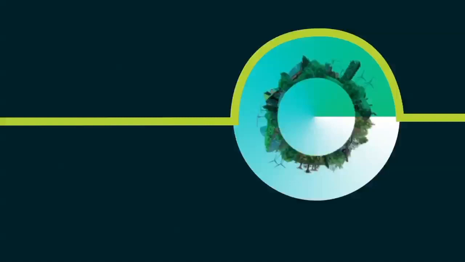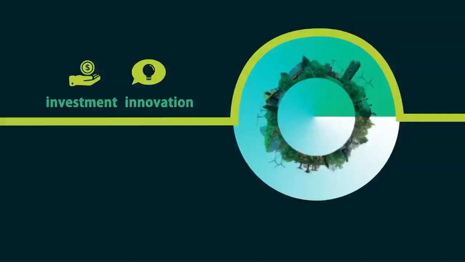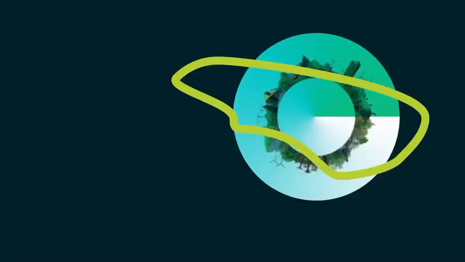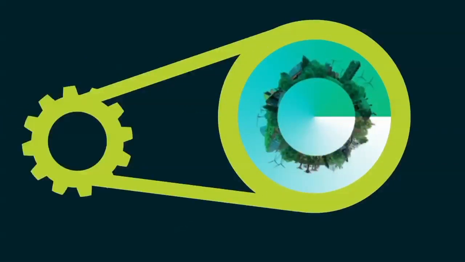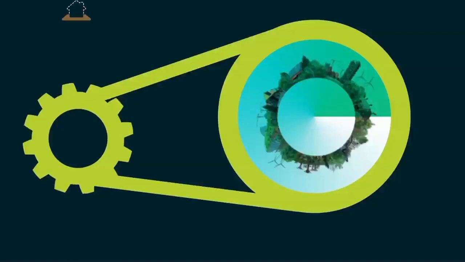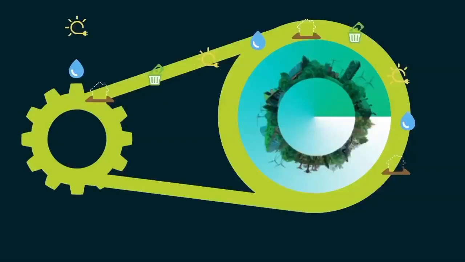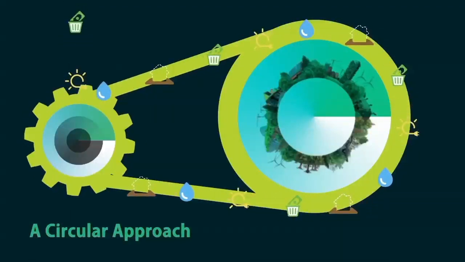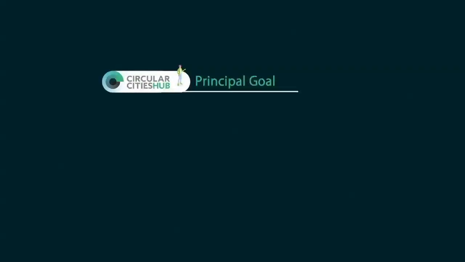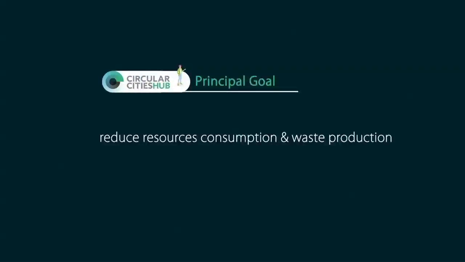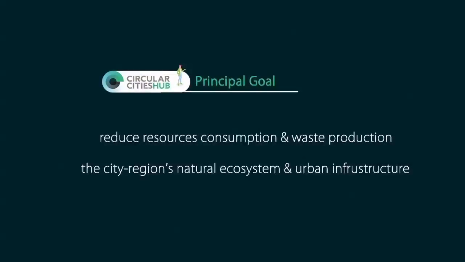Cities are centres of investment and innovation. They can act autonomously to address the resource problem. But the question is how to reduce the consumption of land, water, energy and materials in cities. This must be achieved by adopting a circular approach to the management of resources. The principal goal of adopting a circular approach within a city region is to reduce resource consumption and waste production. It is also to ensure the long-term sustainability of the city region's natural ecosystem and urban infrastructure.